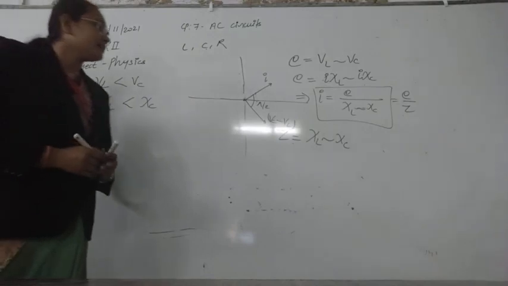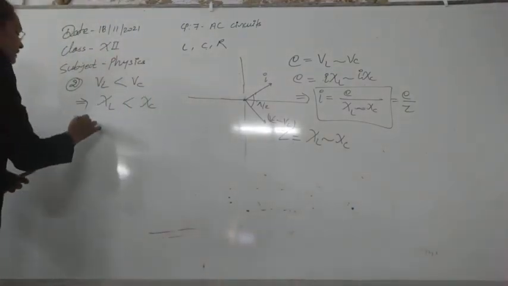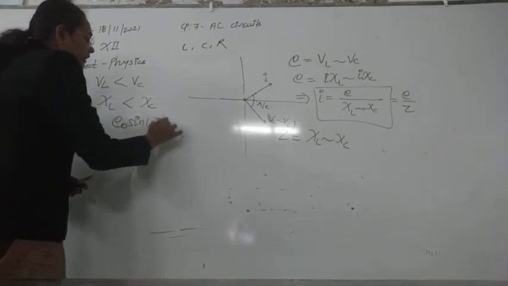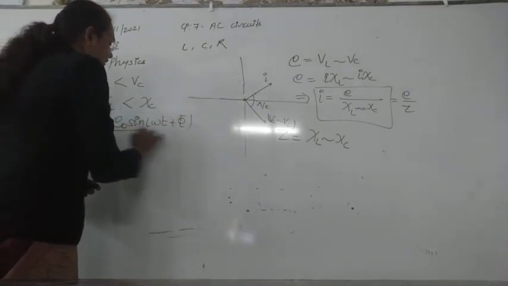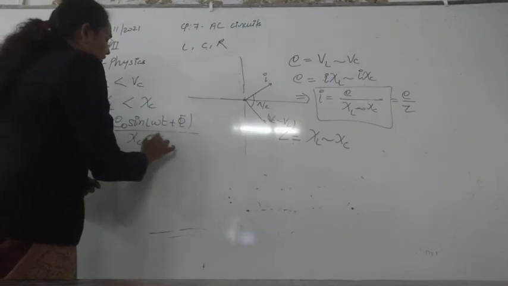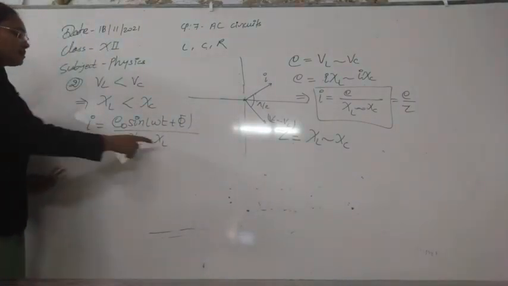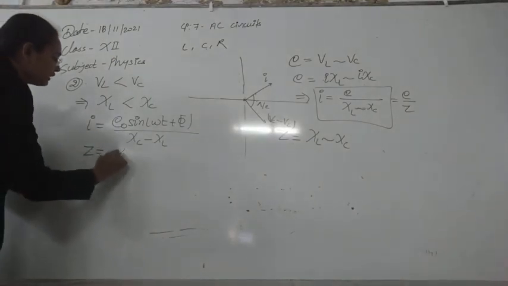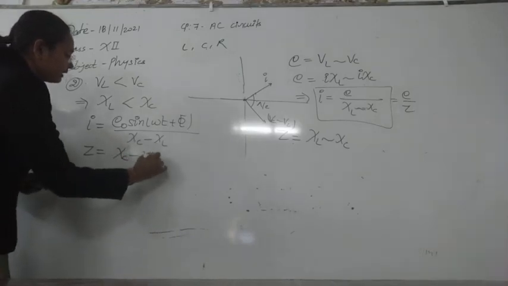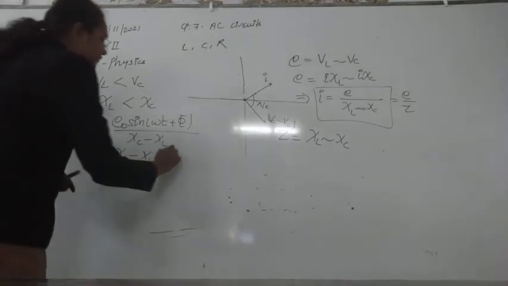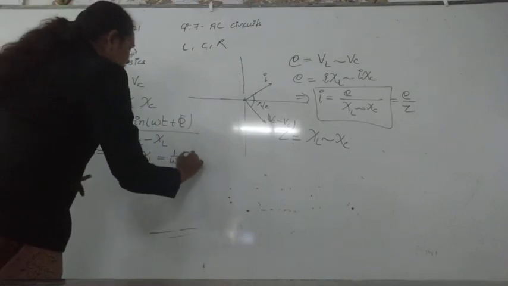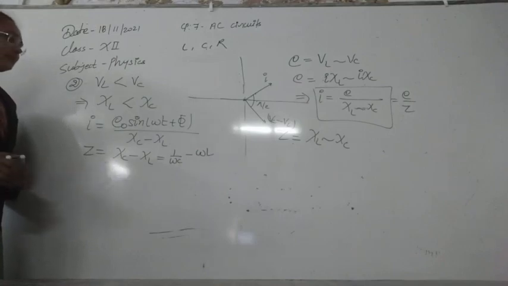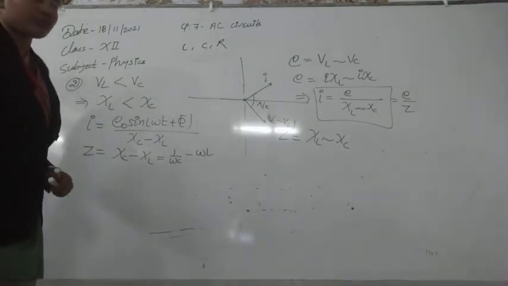It means that the current is in leading condition. So for this case, the current will be E0 sin of omega t plus phi, upon chi C minus chi L, because chi C is greater than chi L, and we can calculate the current now. In this case the impedance will be chi C minus chi L. In another form, the value of chi C is 1 upon omega C, and chi L is omega L. You can put in the values and solve the equation.